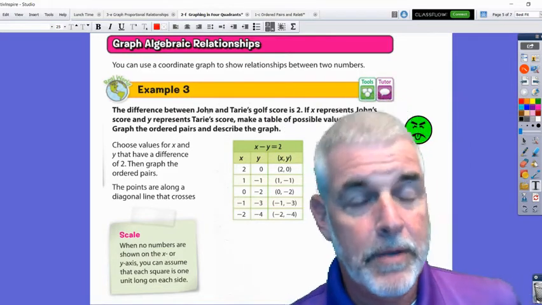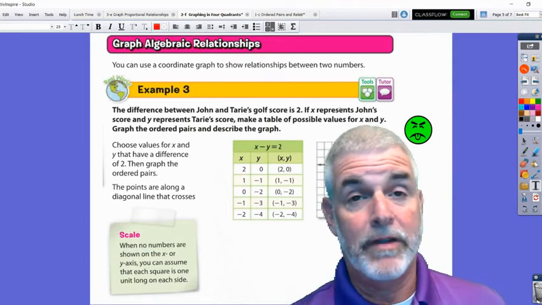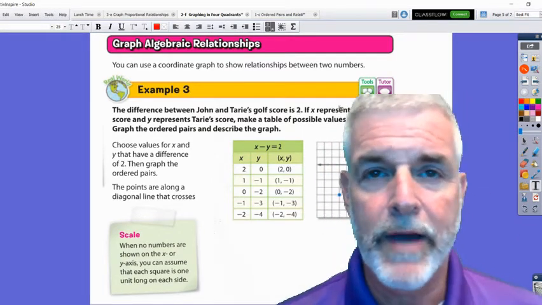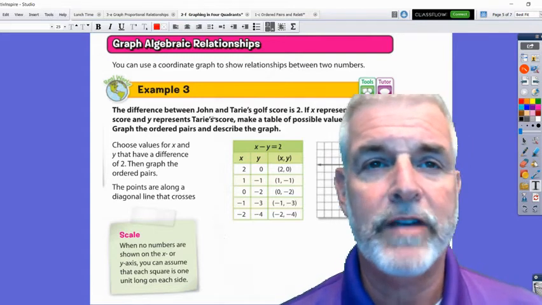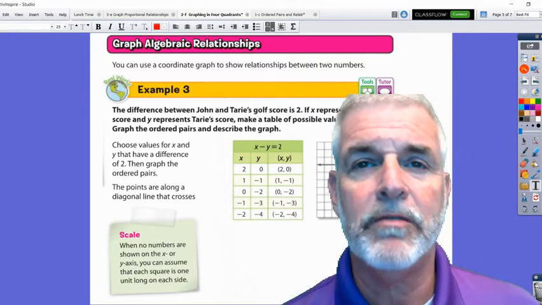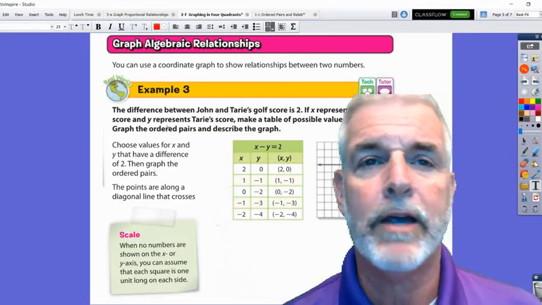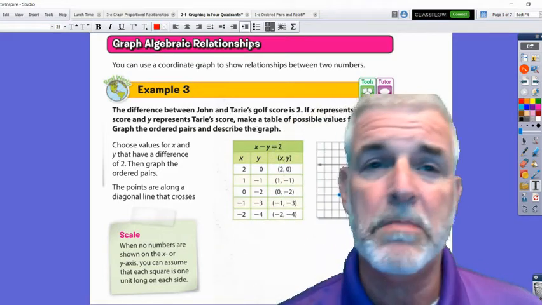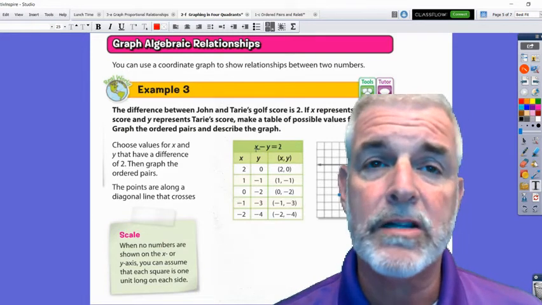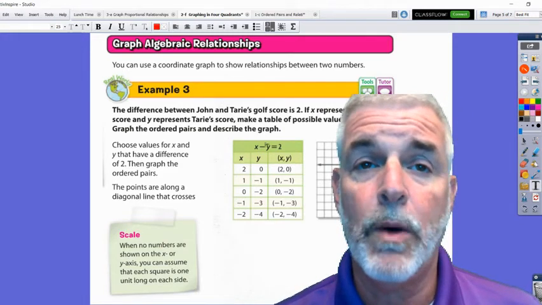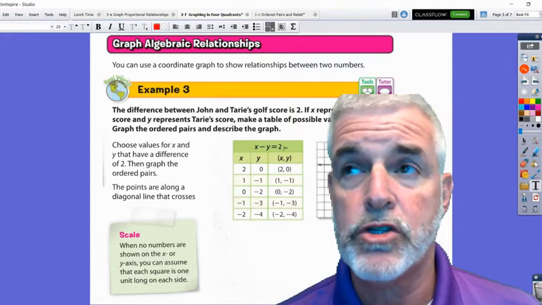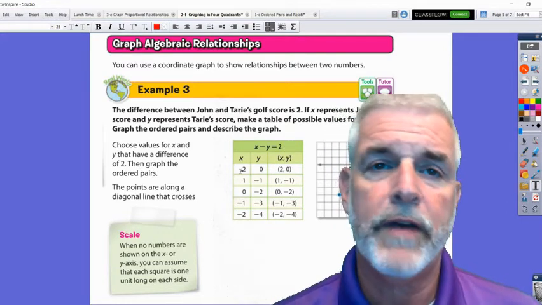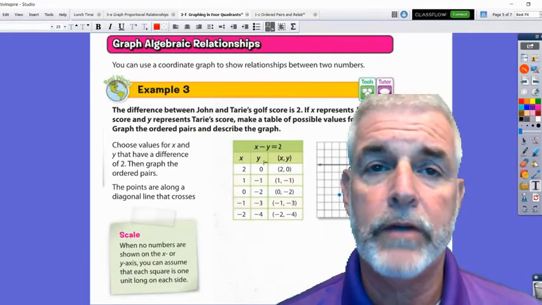But because there's not really an application where you would have this: the difference between two people's golf scores is 2. And if X is John's score and Y is Terry's, then make a table of possible values of X and Y and graph them and describe the graph. So in this situation, you can pick any value you want for X, right? And then you can figure out what the Y value is to make the equation true, right? To make the difference between their scores 2. So if X is 2, well, then Y is 0.